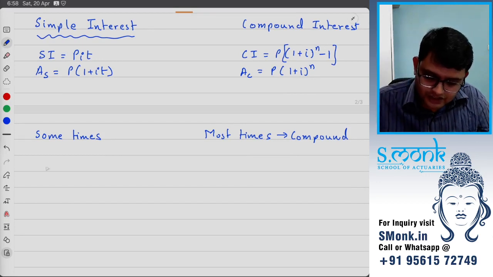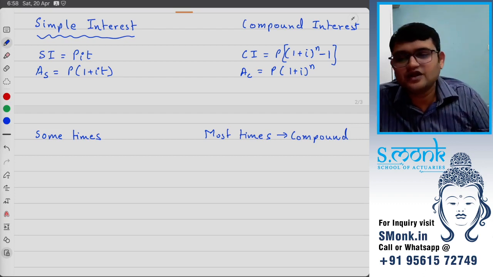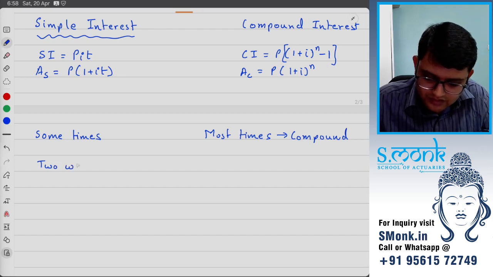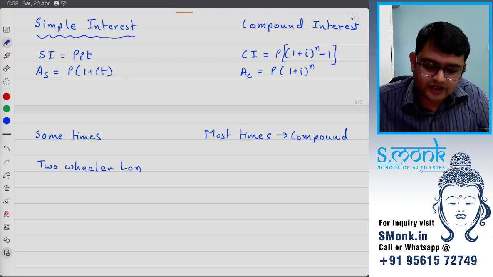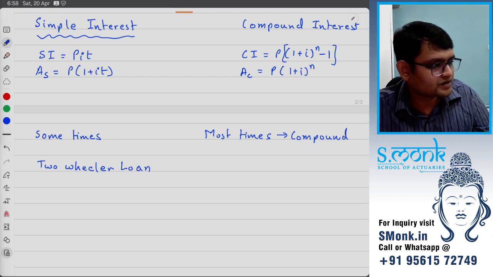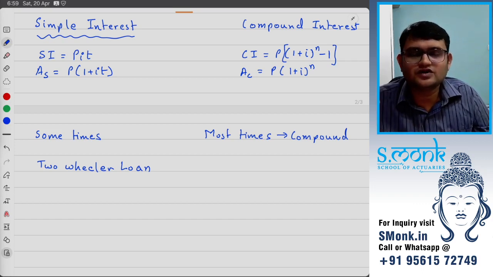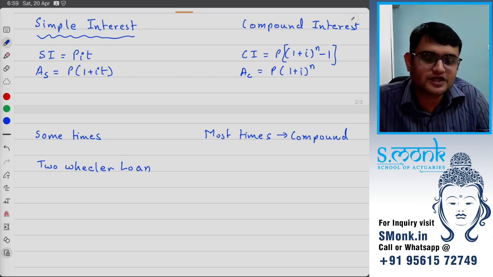Now, by any chance, if you go to buy a two-wheeler, have you short-term loans? That's a very, very good answer, short-term loans. So, by any chance, if you go to buy a two-wheeler, you might get a loan for that two-wheeler. So the amount of a two-wheeler right now costs anywhere from 90,000 to a lakh, 1,15,000, 1,20,000, something like that.